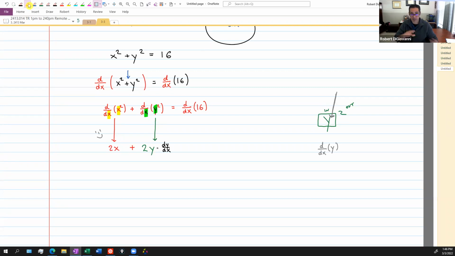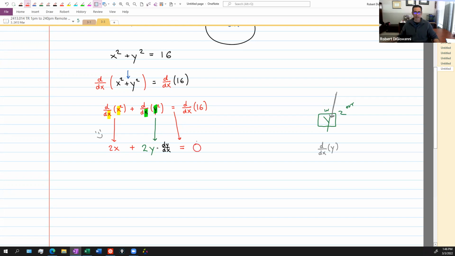If you're a little lost, we will do more examples and hopefully it'll start to become a little more clear. I bring the equal sign down. Now on the right side, we're taking the derivative of 16. And 16 is a constant, and I have good news. No matter what, the derivative of a constant is always 0, no matter what you're differentiating with respect to. If you're differentiating with respect to x, the answer is 0. If you're differentiating with respect to any other variable, the answer is 0. So this is 0.